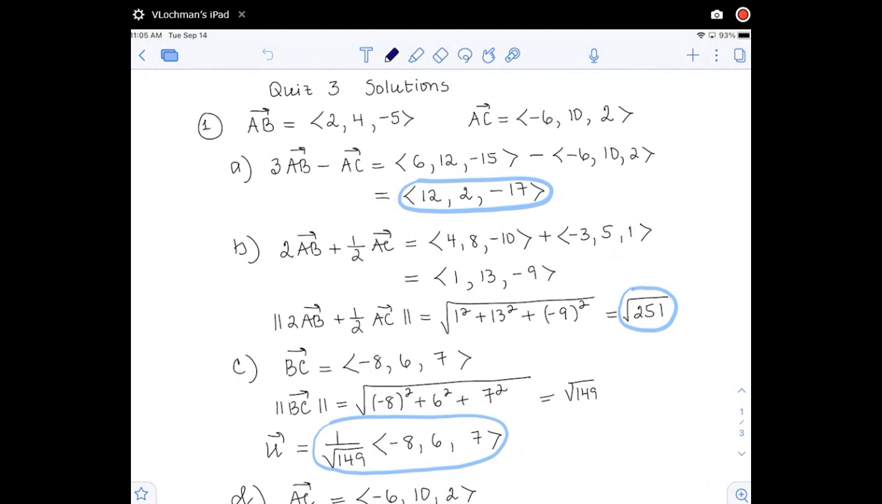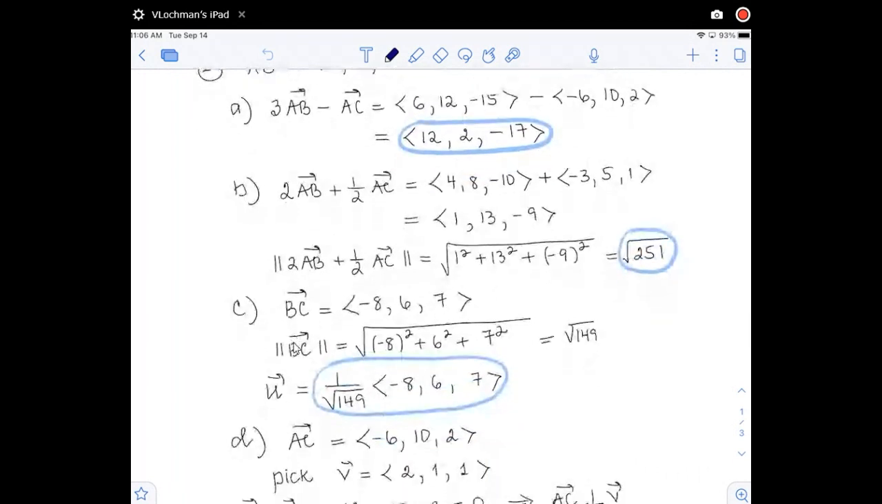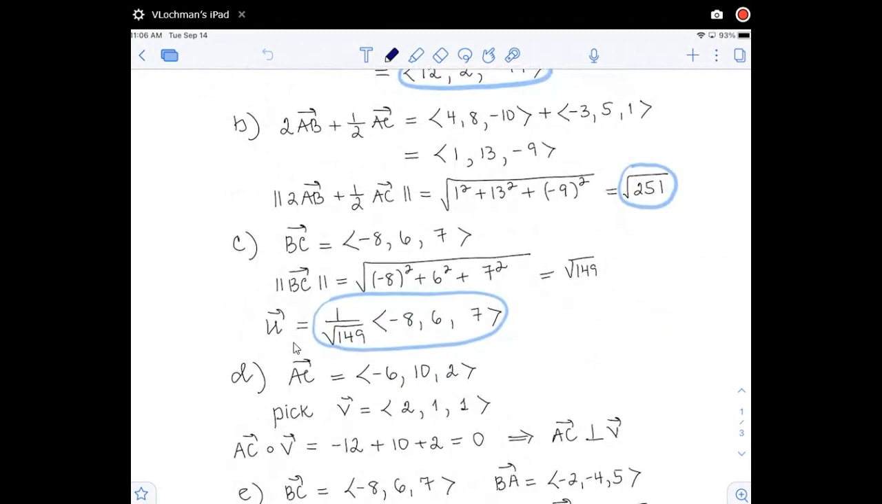Vector U is a unit vector in the same direction as BC. That's pretty straightforward. Everybody got that one right. So you have your regular vector, you find the magnitude, and divide the vector by the magnitude.